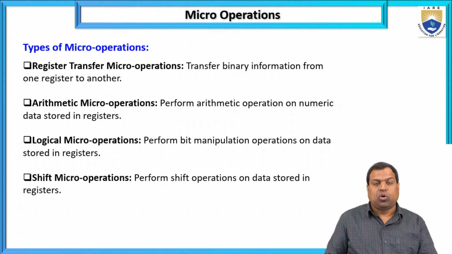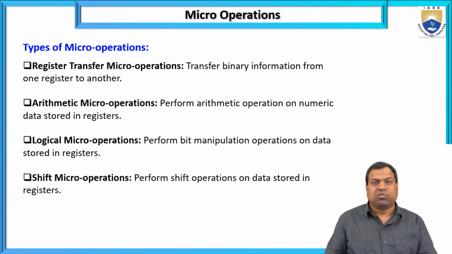Types of micro operations. Register transfer micro operations transfer binary information from one register to another. Arithmetic micro operations perform arithmetic operations on numeric data stored in registers. Logical micro operations perform bit manipulation operations on data stored in registers. Shift micro operations perform shift operations on data stored in registers. We divide them into many types, but majorly we use arithmetic and logical micro operations. But we will discuss the first one, register transfer micro operation.